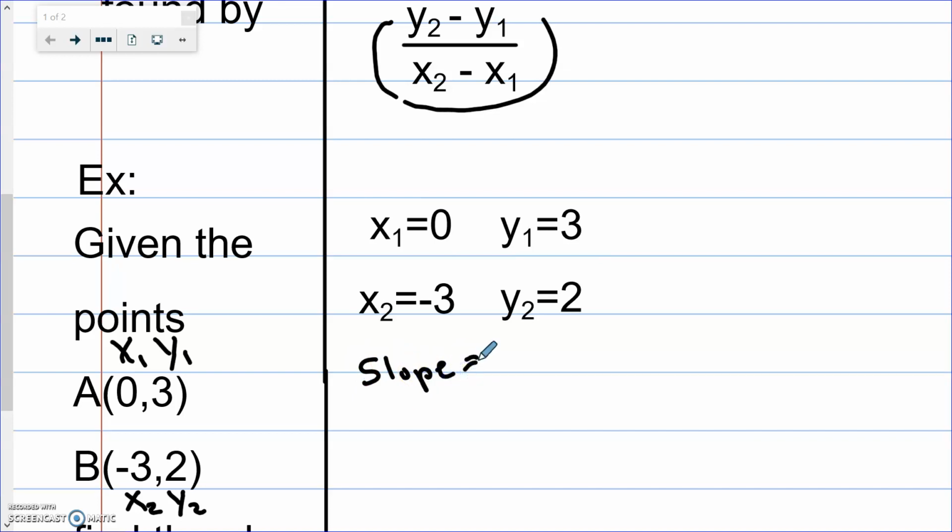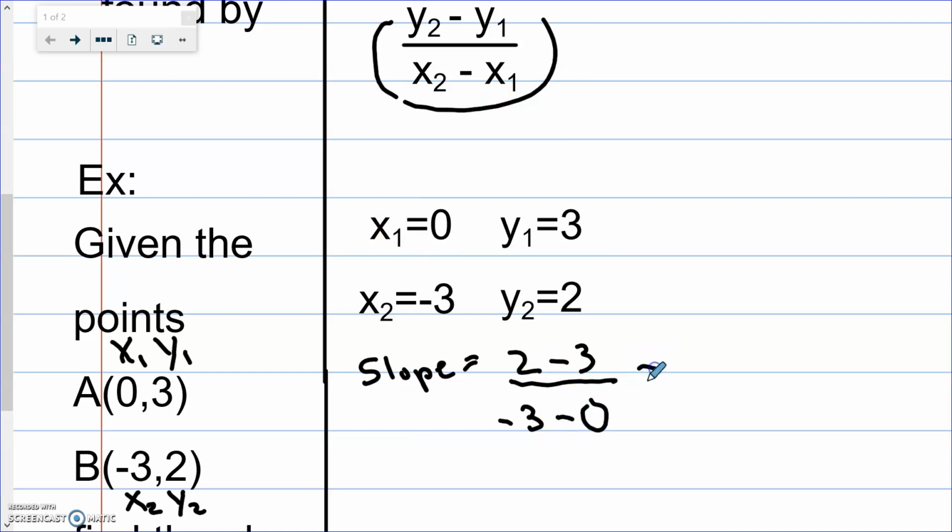equals, and so we look for y2. Right here's our value for y2. We're going to plug in 2. We plug in our minus, and then our y1. Our y1 is 3. Draw our fraction line, and now we identify x2. x2 equals negative 3 minus x1, which is 0.